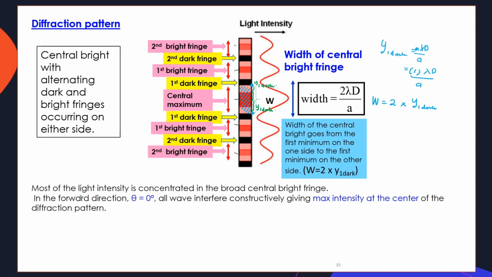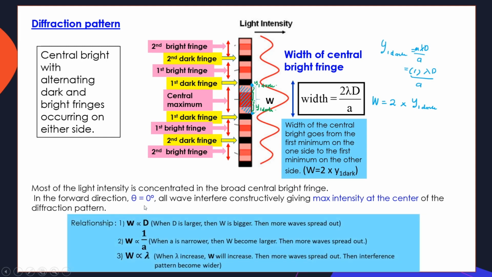And most of the light intensity is concentrated in the broad central bright fringe. That means the highest intensity of the bright fringe is at the central maximum. Okay, in the forward direction, since all the rays that travel to the central maximum have an angle equal to 0 degrees, all waves interfere constructively and give maximum intensity at the center of the diffraction pattern. Alright?